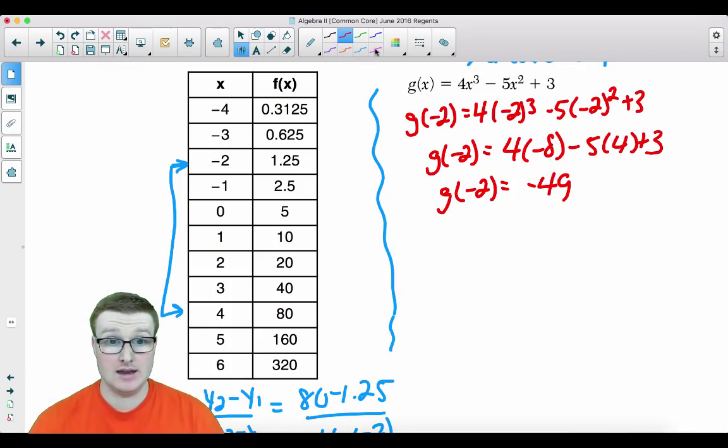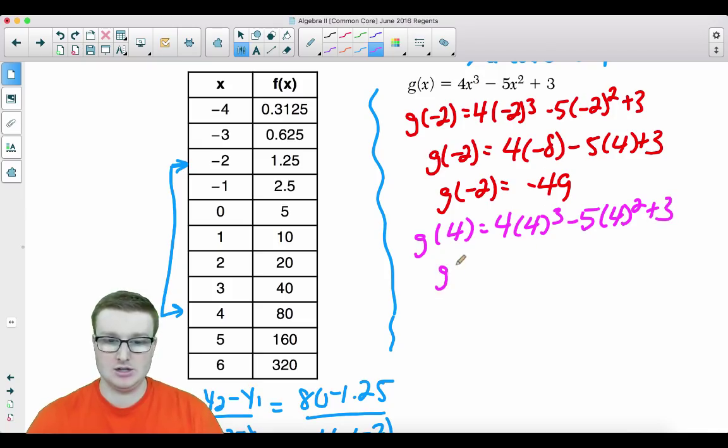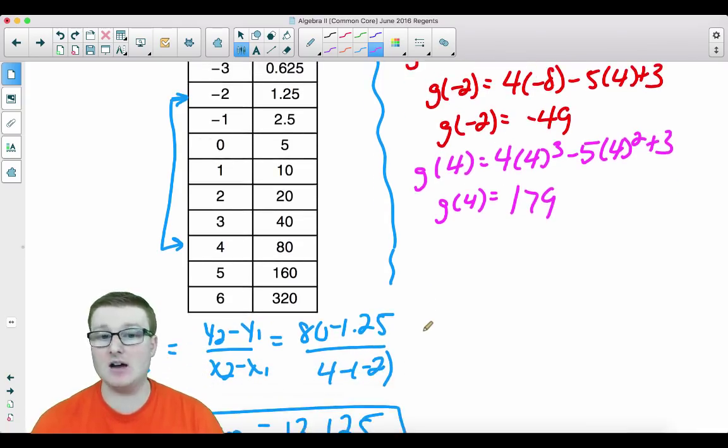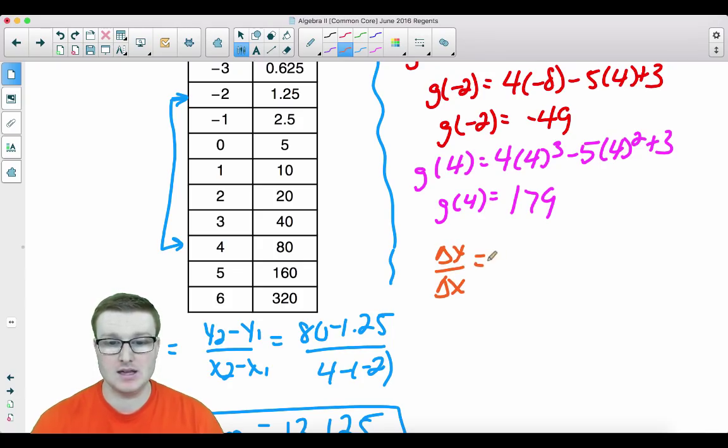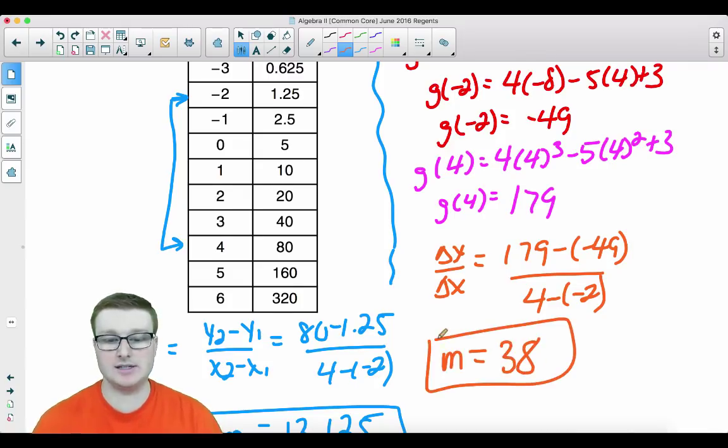That's your y value. Now, g of 4, that's going to be 4 times 4 cubed minus 5 times 4 squared plus 3. G of 4, that is going to be 179 when you evaluate that. Now just calculate the slope. So the slope, which is again change of y over change of x, that is going to be 179 minus a -49 all over 4 minus a -2. That slope, when you evaluate it, that's the slope of 38.